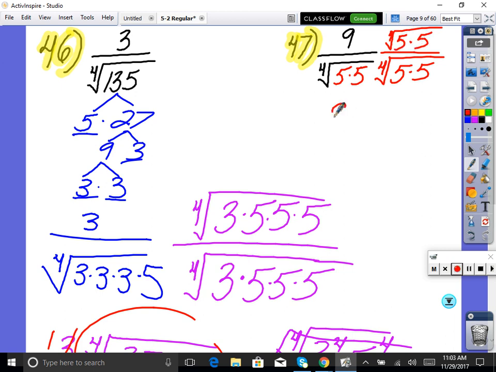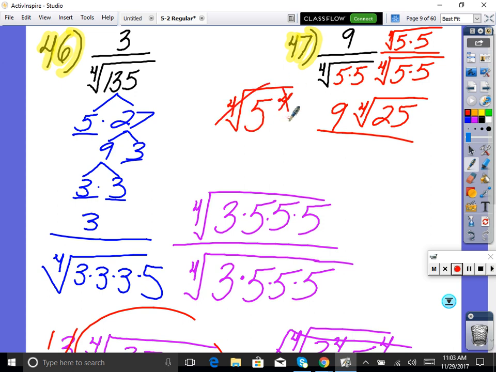So now on top we have 9 fourth roots of 25. And on bottom, we would get the fourth root of 5 to the fourth. Root cancels out power, so 5. That's our answer, because nothing more simplifies. You got it! Yay! So good.